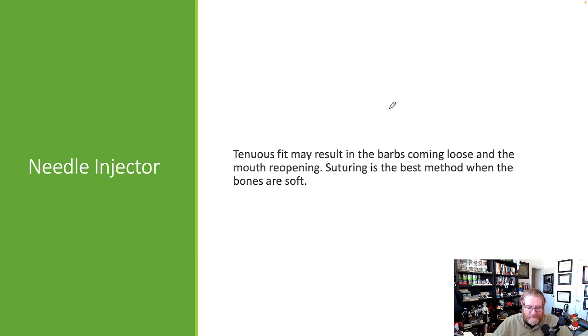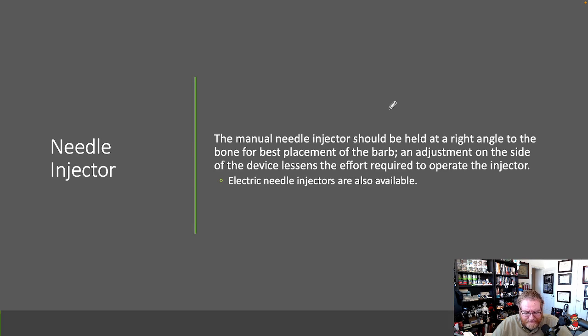Tenuous fit may result in barbs coming loose and the mouth reopening. Suturing is the best method when the bones are soft. Me personally, I prefer suturing. The manual needle injector should be held at a right angle to the bone for best placement of the barb. An adjustment on the side of the device lessens the effort required to operate the injector. Electric needle injectors are also available.